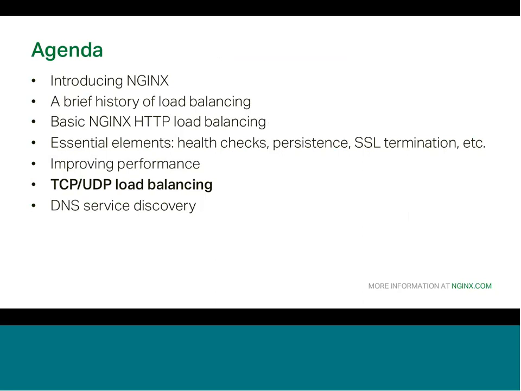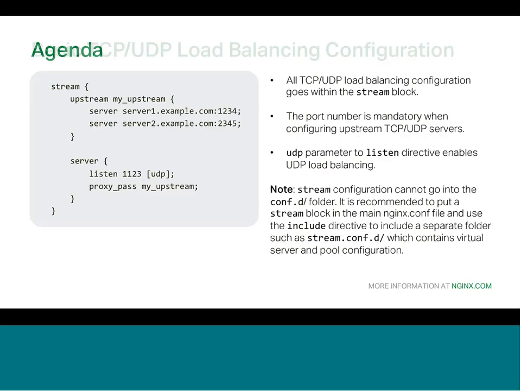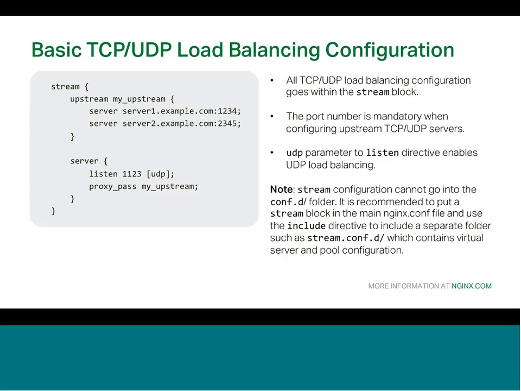Okay, so I'm just going to move on. Everything we've discussed so far pretty much applied to HTTP load balancing. Over the past 2 years, we've added a lot of features around TCP and UDP load balancing to support those types of applications that don't just run over HTTP, so I want to spend a little bit of time going over that. Most TCP configuration, if you look at it here, looks very similar to the HTTP. The main difference is the stream directive up top. All TCP and UDP load balancing configuration goes within the stream directive.